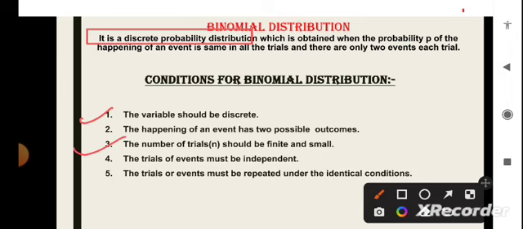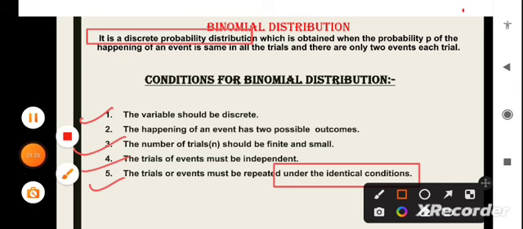Third is that the number of trials n should be finite and small. Fourth is that the trials of events must be independent, which means that the happening of one event must not affect the happening of the other event. Fifth condition is that the trial or event must be repeated under the same conditions.